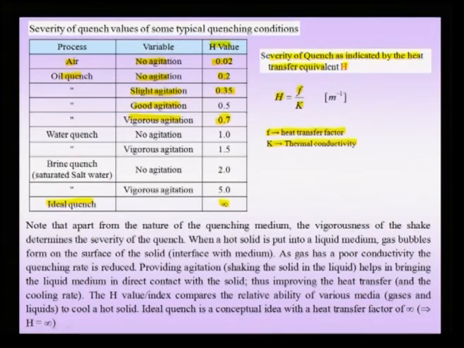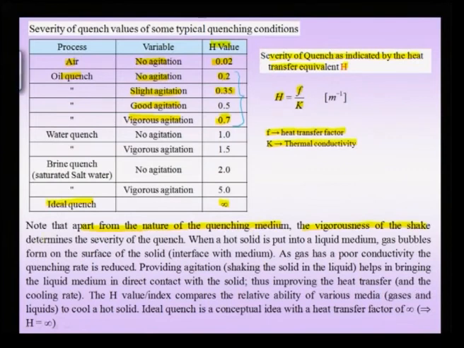This implies that for a single quenching medium like oil, you can obtain a range of cooling rates, indicated by the H value, by either holding the sample still or by agitating it at various rates. Now, a few points have to be noted in this regard. Apart from the nature of the quenching medium, the vigorousness of the shake determines the severity of the quench. That means I can increase the severity of quench by shaking the material.